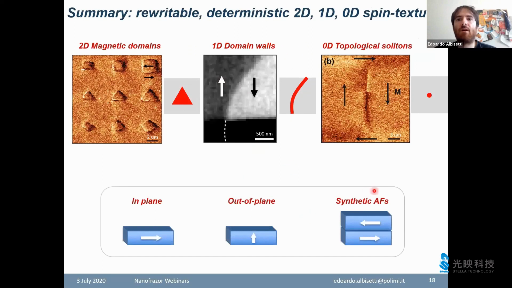To sum up the first part of the talk, I showed you that you can use the heated tip in combination with the exchange bias effect in three different systems: the in-plane system, the out-of-plane system, and a more complex system composed of multiple ferromagnetic layers that are coupled antiferromagnetically to each other. And you can use SPL, depending on the shape that you pattern and on the direction of the external field that you apply during patterning, for writing magnetic domains, domain walls, or topological spin textures such as vortices or anti-vortices.